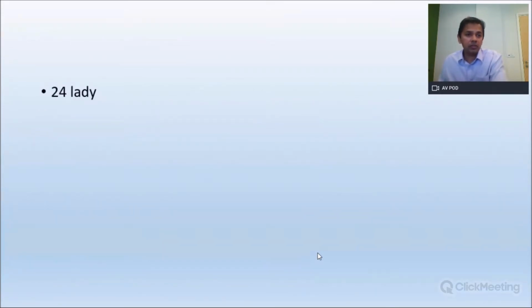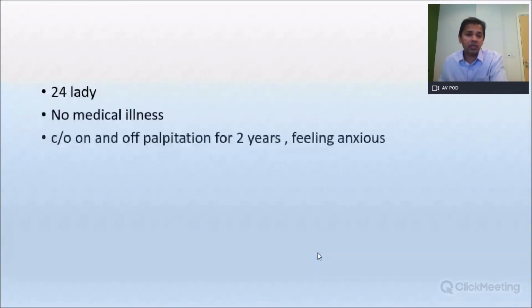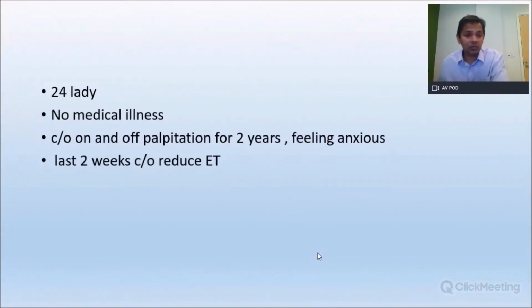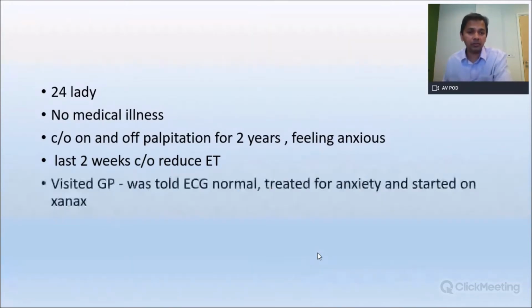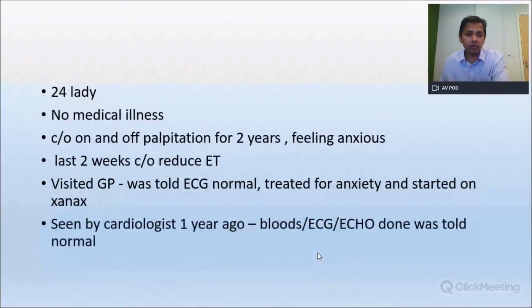Okay, so this patient of mine, she's a 24-year-old lady, no medical illness. She's been having palpitation on and off for the last 2 years, and each time she feels anxious when she has palpitation. But in the last 2 weeks, the reason she came to see me was because she complained of reduced effort tolerance, which is something new to her, on top of the palpitation. Within the 2 years, she visited a few GPs, and she was told that the ECG was normal, and one of them treated her as anxiety and started on Xanax. But the symptoms did not improve.